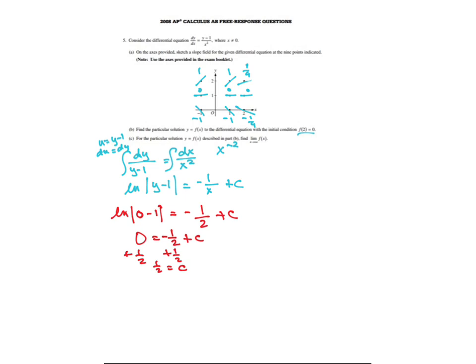So now we go back and we solve for y. This is natural log of the absolute value of y minus 1 equals negative 1 over x plus 1/2. What would you do here? Yeah, e to the stuff. You're good. So the absolute value of y minus 1 equals e to the negative 1 over x plus 1/2.